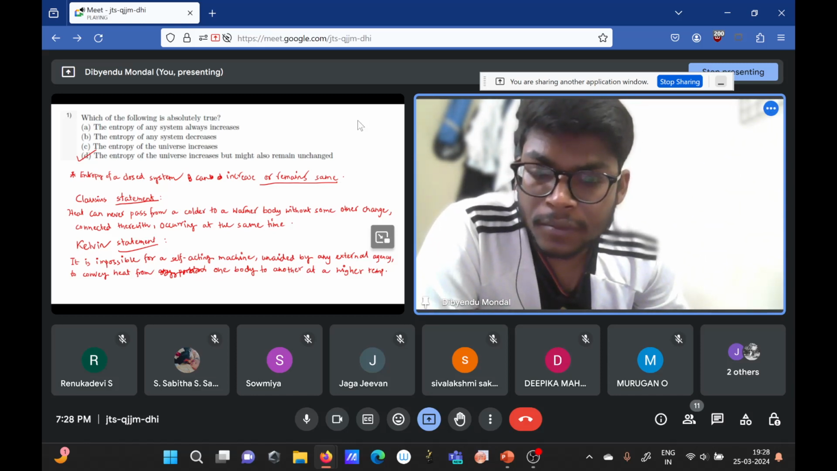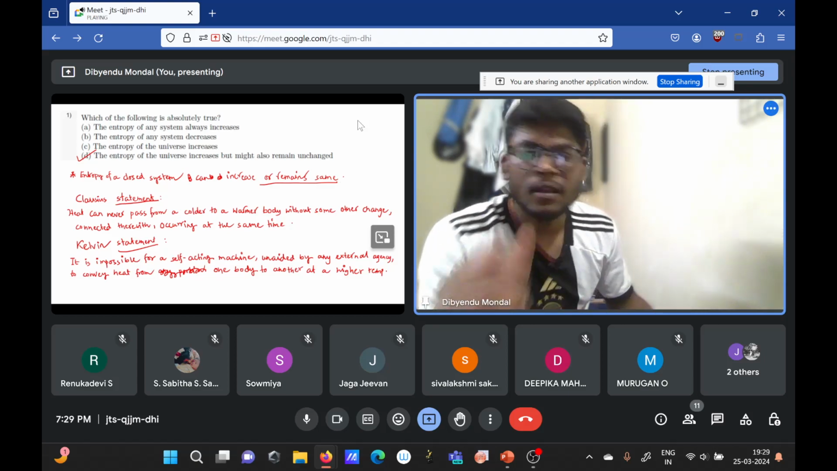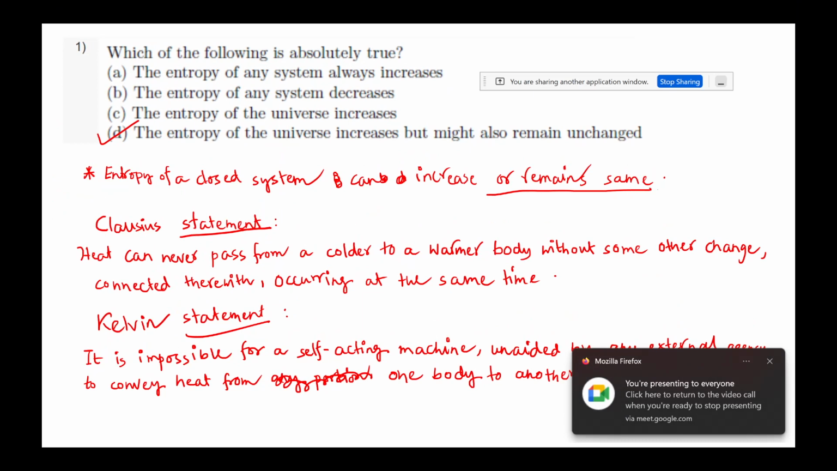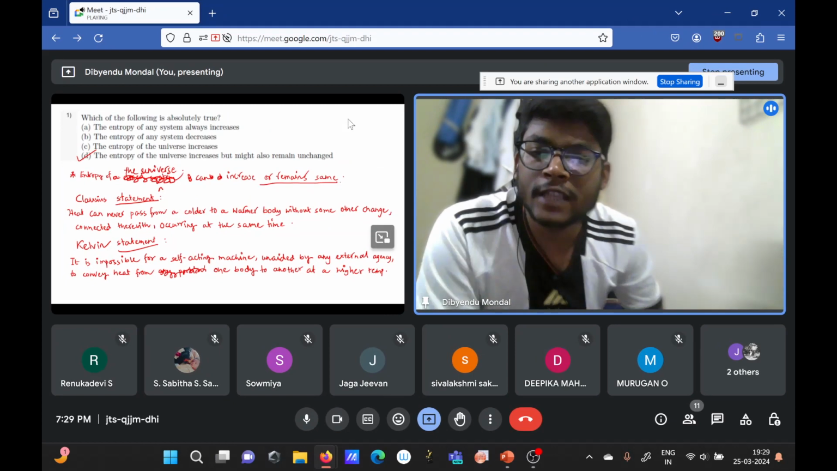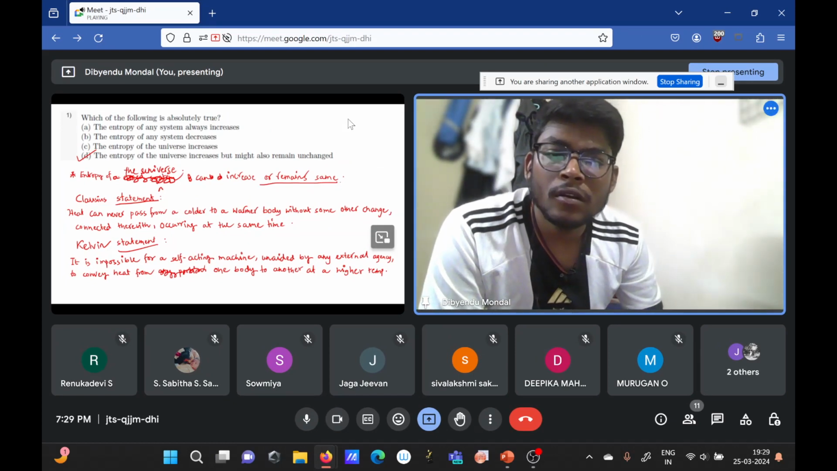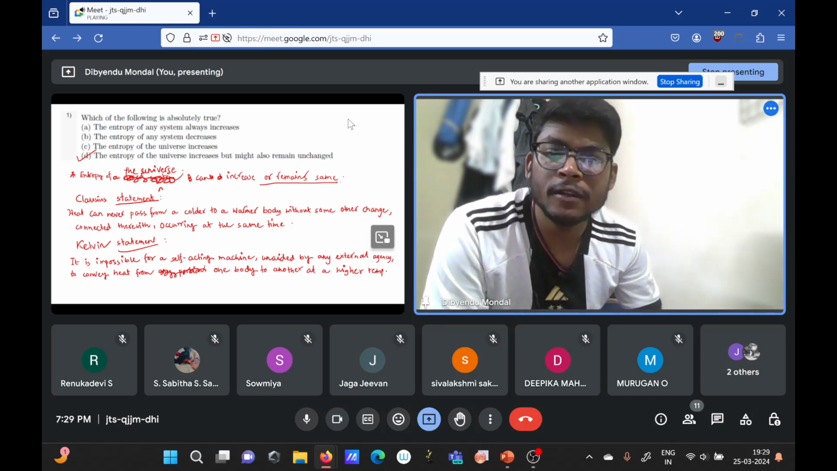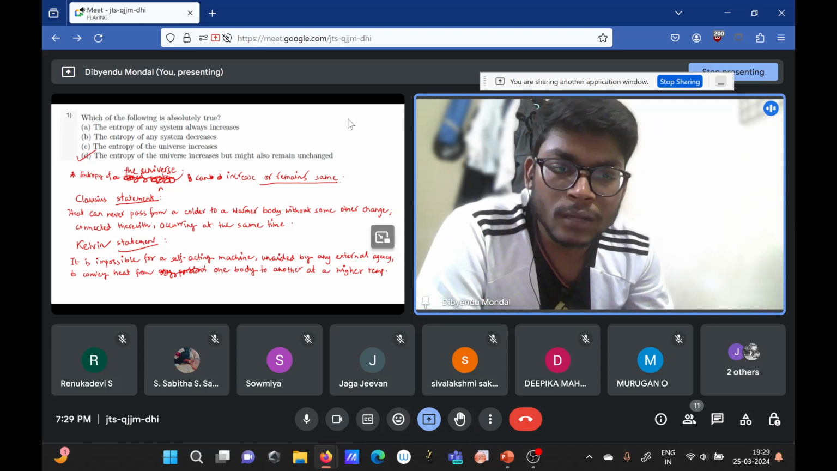And this is for the universe, so this is entropy of the universe, you can say. So not closed system, I have just written it. This is entropy of the universe. This is due to the Clausius and Kelvin statement. That means heat cannot flow spontaneously from colder to warmer body, and from the Kelvin statement there cannot be any possibility to construct any self acting machine which can perpetually do some work. Okay.